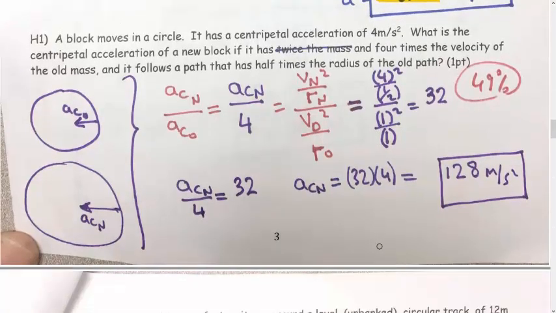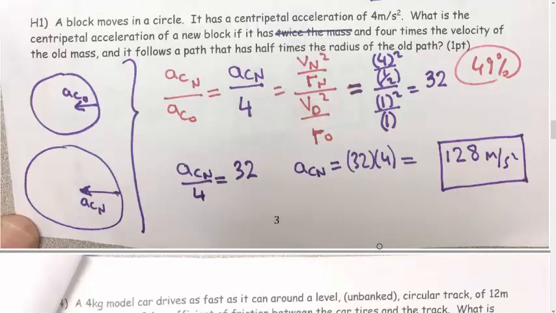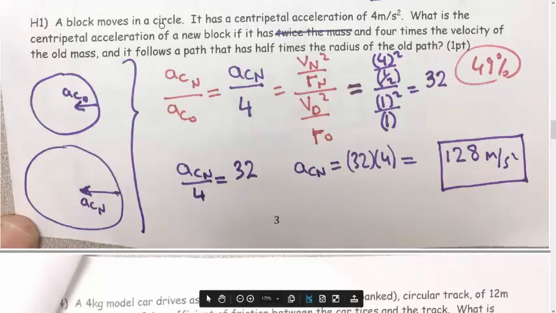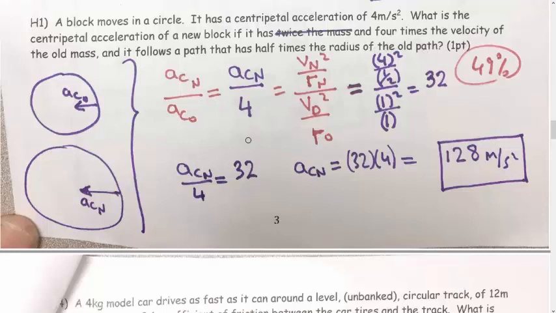Circular motion. A block moves in a circle. It has a centripetal acceleration of 4 meters per second squared. What is the centripetal acceleration of the new block if it has twice the mass, 4 times the velocity of the old mass, and it follows the path that has half times the radius of the old path? So I do 2 diagrams. There's my one diagram, that's the old version, and here's my new version.